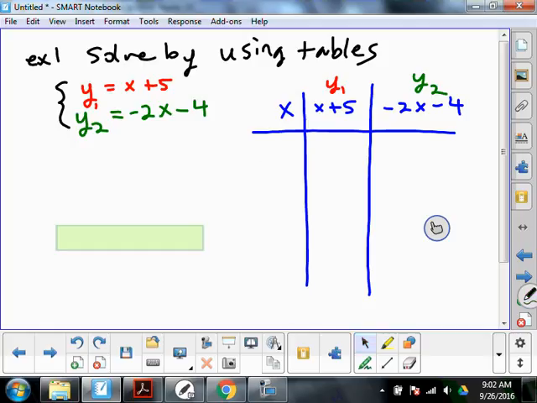Okay, negative 3, negative 2, negative 1, 0, 1, 2, and 3. That's how I roll. That's how I pick my x's in a table. Hopefully my algebra skills are up to par today. If I plug in a negative 3 into y1, that's going to be negative 3 plus 5. Negative 3 plus 5 is going to give me 2. If I plug in a negative 2, that's negative 2 plus 5, and that's going to give me 3. And if I plug in a negative 1, it's negative 1 plus 5, and that's going to give me 4.